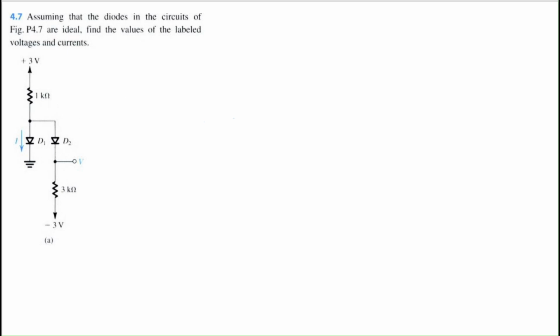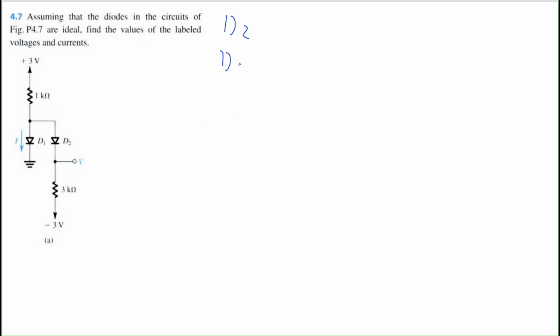In this video, we will solve problem 4.7 from Microelectronic Circuits, 8th edition by Sedra and Smith. The problem states, assuming that the diodes in the circuit are ideal, find the values of the labeled voltages and currents. So we have a current here and a voltage here that we need to find.